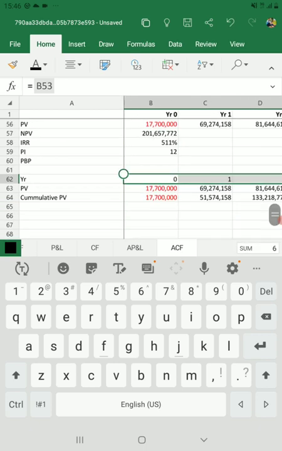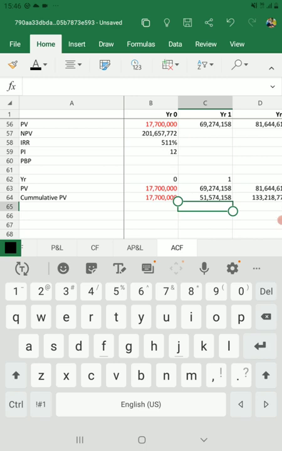Now, payback period is the period where the initial outlay is absorbed by the expected free cash flow, okay? So in our case here, the initial outlay in year zero of 17.7 million is fully covered in year one, okay? So the payback period in this case is less than a year. And how we get that figure is by extrapolation.